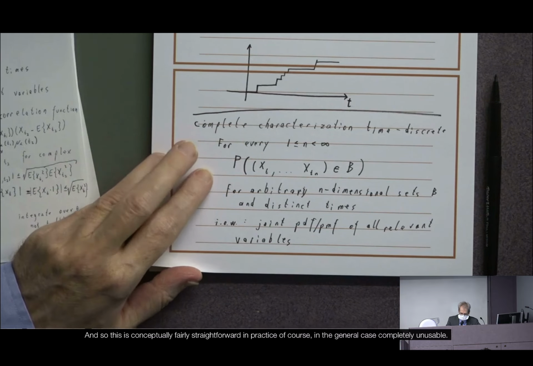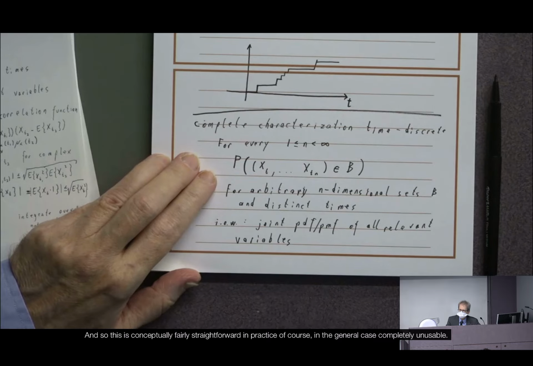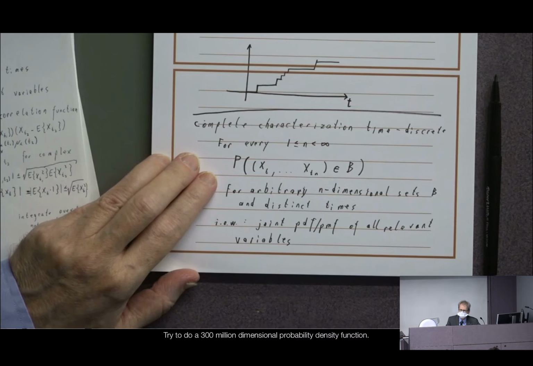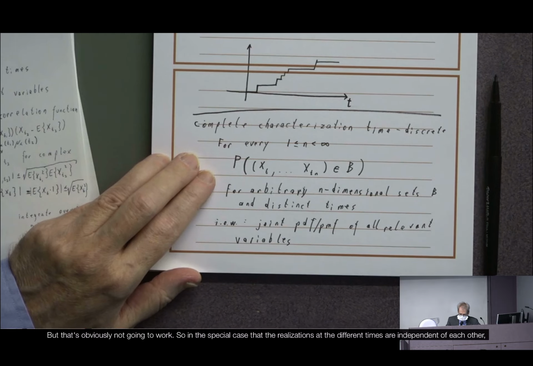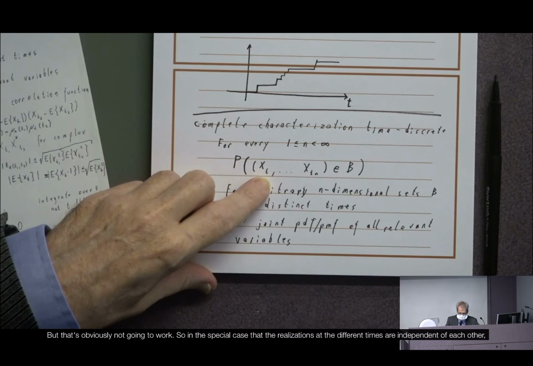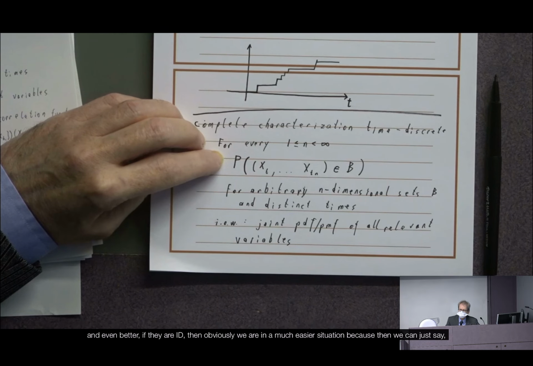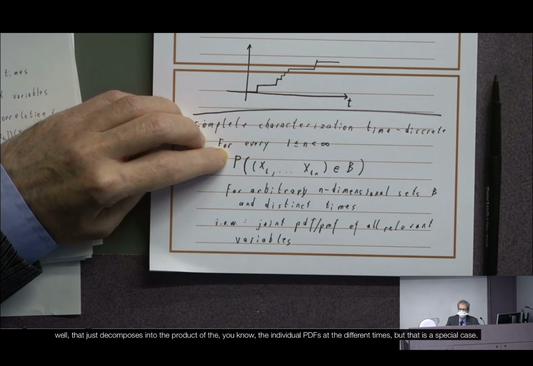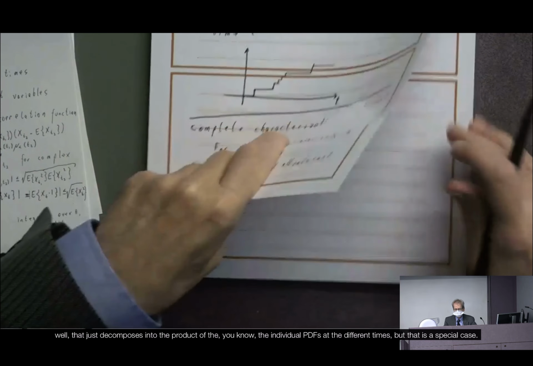So this is conceptually fairly straightforward. In practice, of course, in the general case, completely unusable. Try to do a 300 million dimensional probability density function, and that's obviously not going to work. So in the special case that the realizations at the different times are independent of each other, and even better if they are IID, then obviously we are in a much easier situation, because then that just decomposes into the product of the individual PDFs at the different times. But that is a special case.